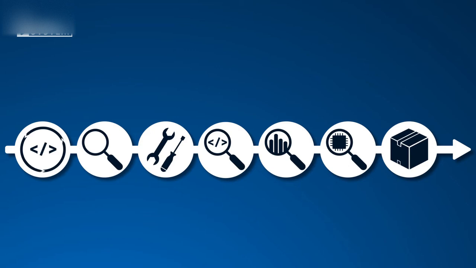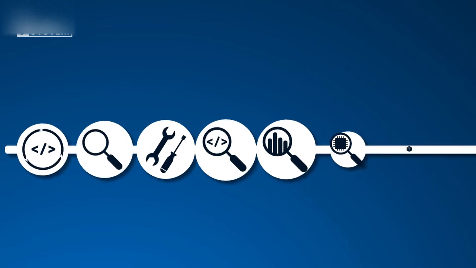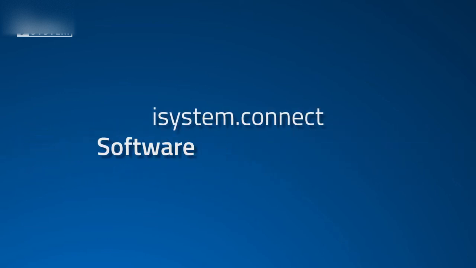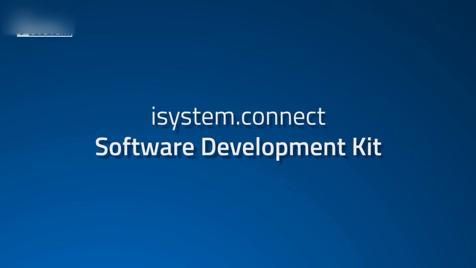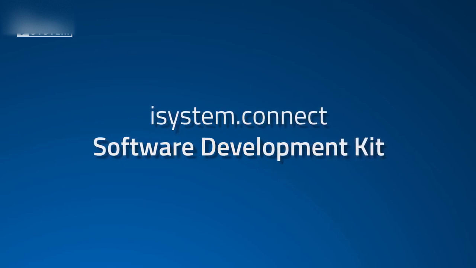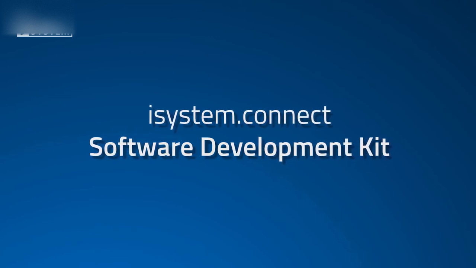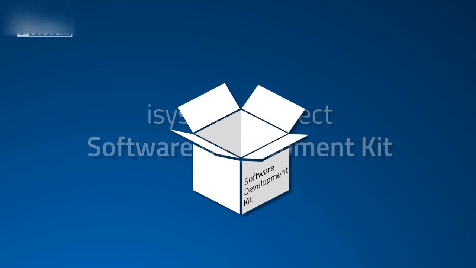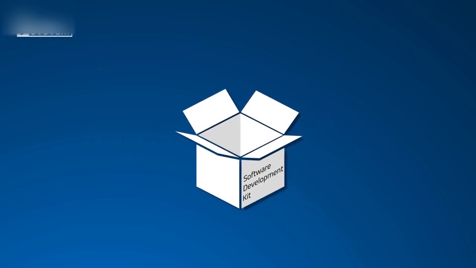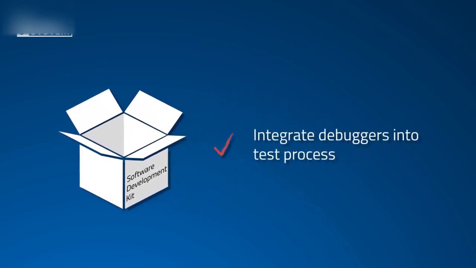To perform on-target tests, your hardware needs to be integrated into the pipeline. For this purpose, iSystem provides the iSystem.Connect Software Development Kit, or SDK for short. It's a free and public API for remote control of the iSystem hardware and software within such a process. You can use the iSystem.Connect SDK to integrate debuggers into your test process.